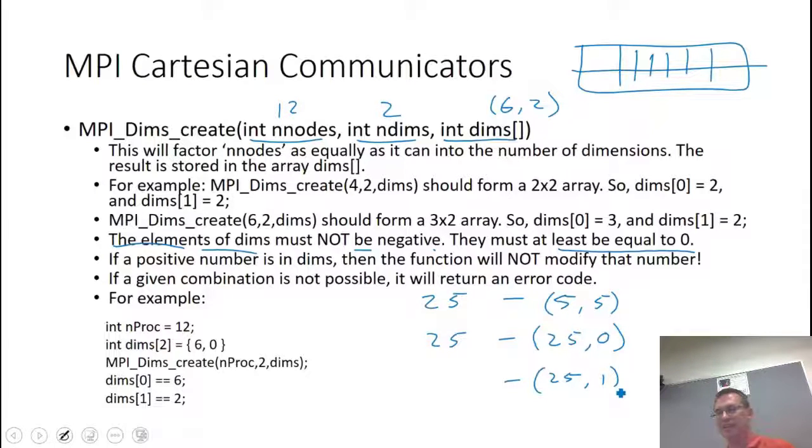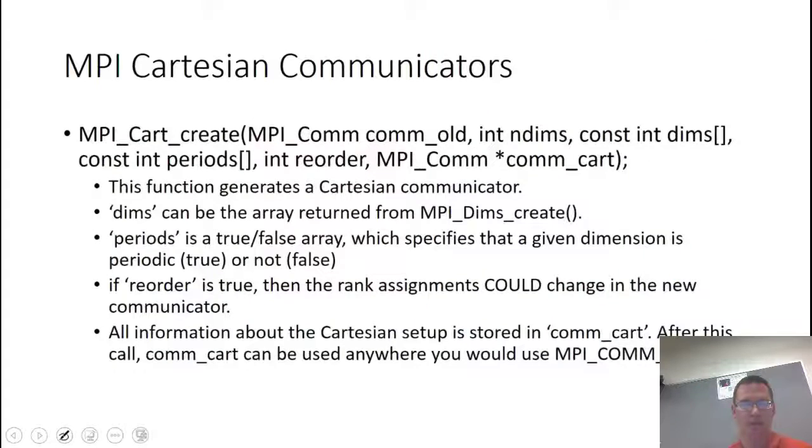So anyway, that's completely local. It doesn't actually do anything MPI-ish or parallel-ish. The real parallel work comes in here, this MPI_Cart_create function. So what it does is it actually generates a brand new communicator. So it takes an old communicator, number of dimensions, which again is going to be 2, the array that we just got from this function, we can feed it back into here. And then this one is really important, periods.